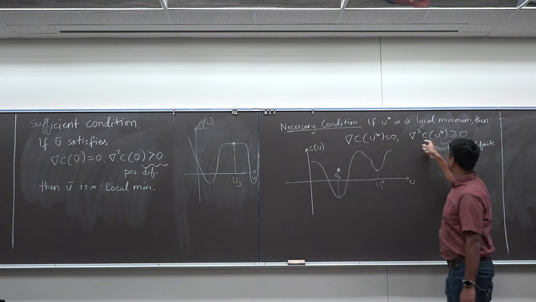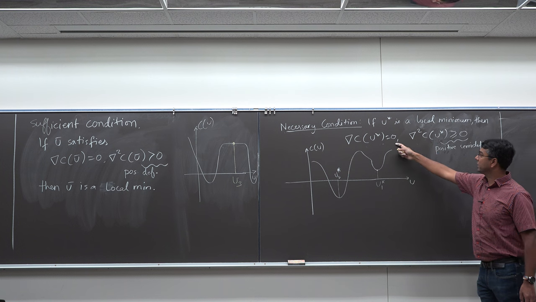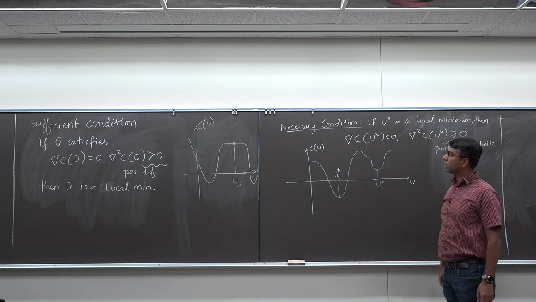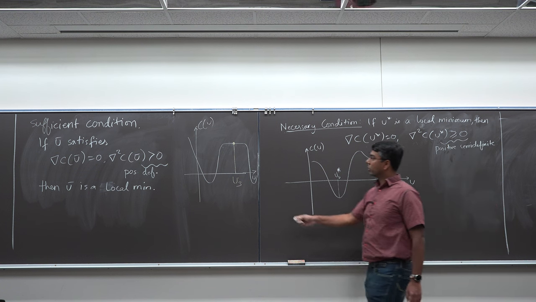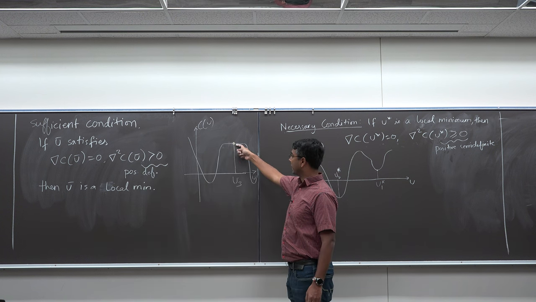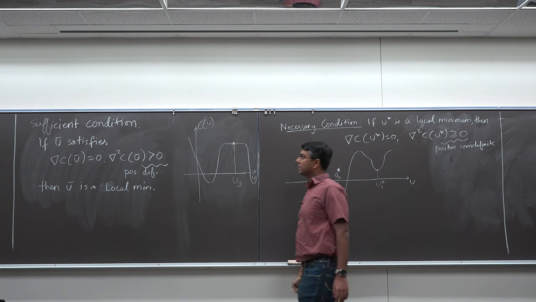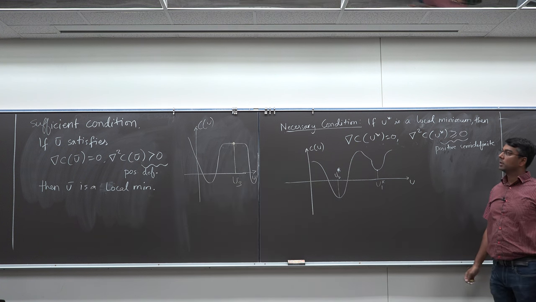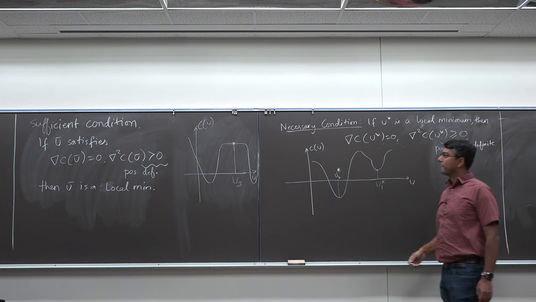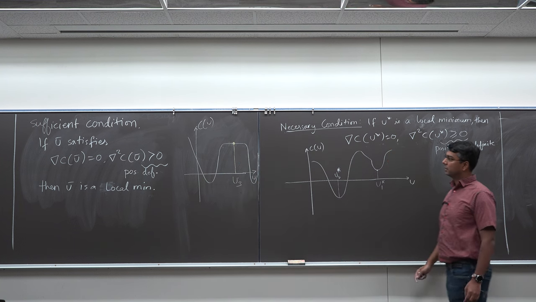So the first derivative is zero, the second derivative is zero. So both the first order necessary condition and the second order necessary condition are satisfied. But u3 is not a local minimum. It doesn't satisfy this positive definiteness condition because the second derivative is zero, it's not positive definite. So this sufficient condition always allows you to ascertain whether a point is a local minimum or not. In this case, it's not a local minimum because it doesn't satisfy the sufficient condition.